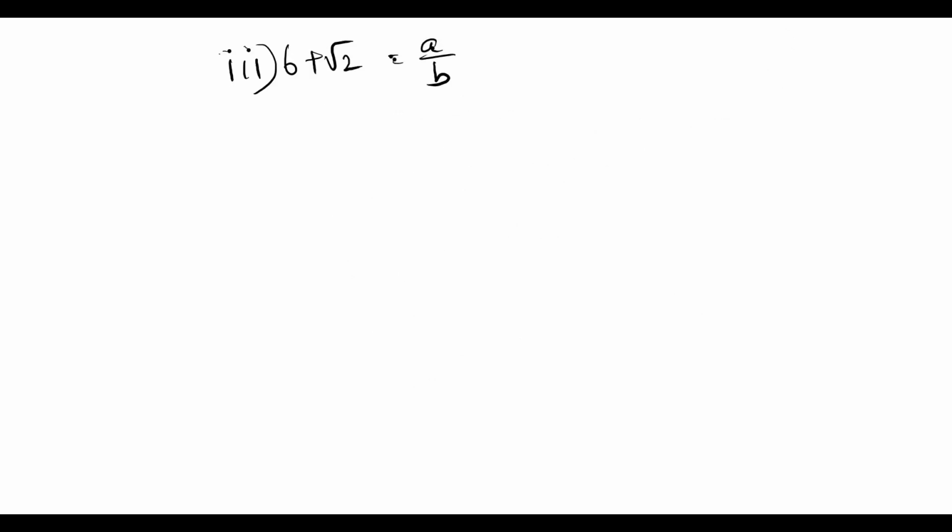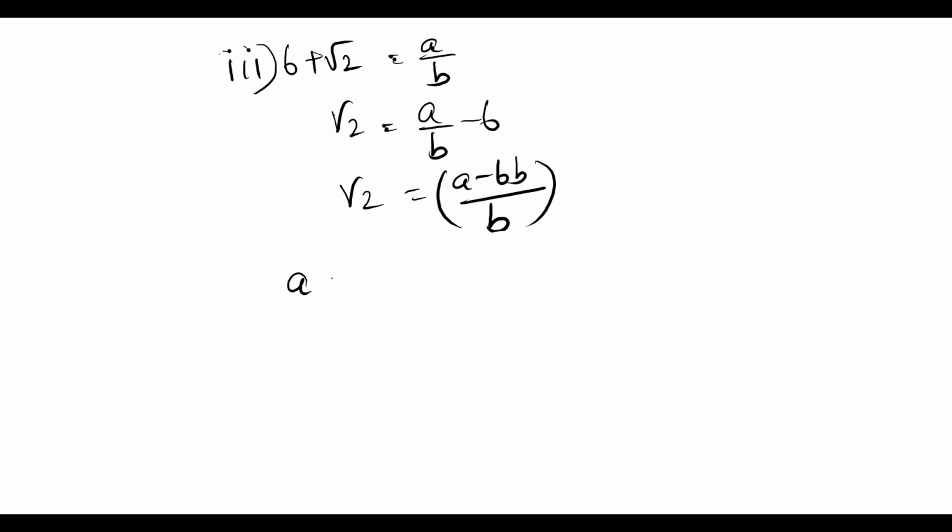6 plus root 2. Take the contradiction form of it. Assume 6 plus root 2 is rational. Then it can be written as p by q, where q is not equal to 0. Take a common factor and divide it. We will get coprimes a by b. So 6 plus root 2 equal to a by b. So root 2 can be written as a by b minus 6, which is equal to a minus 6b by b.